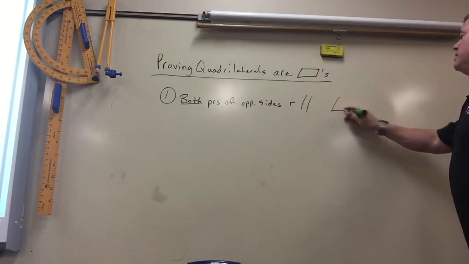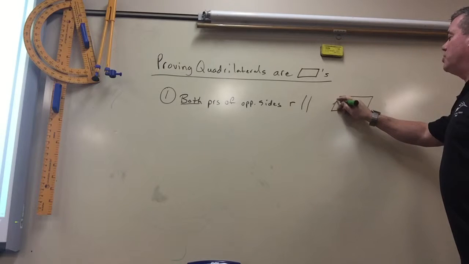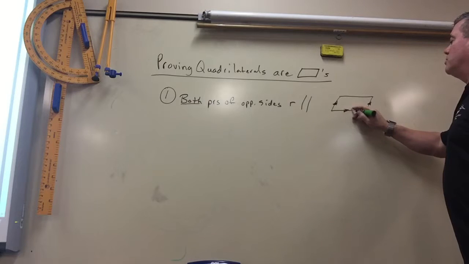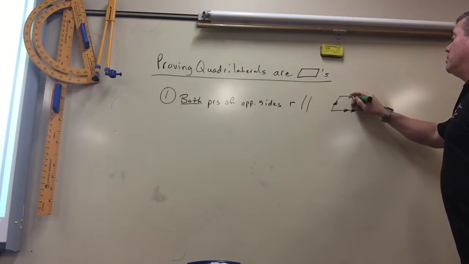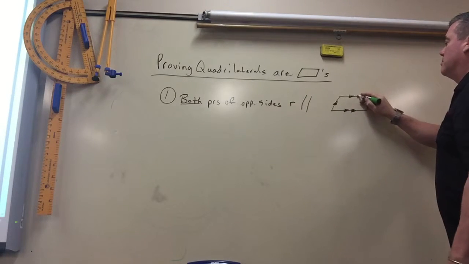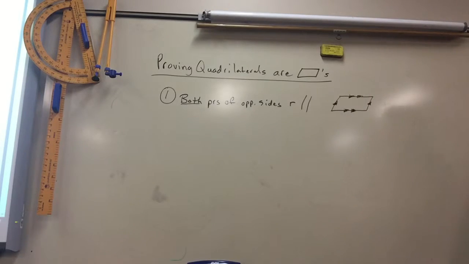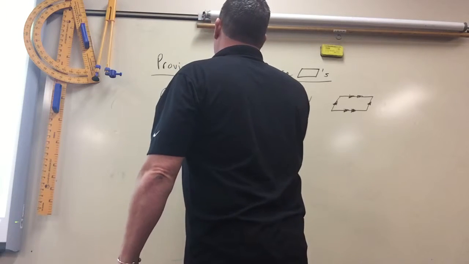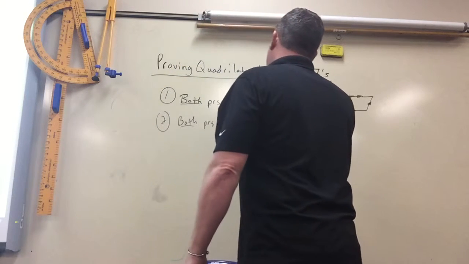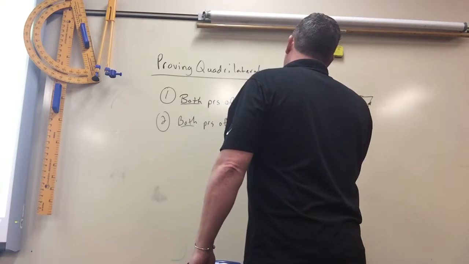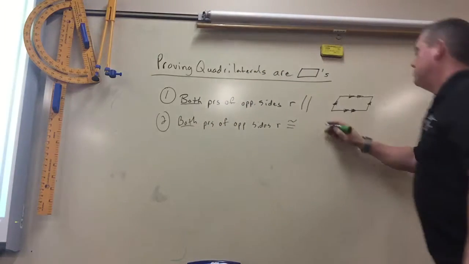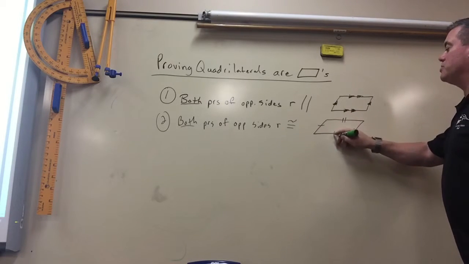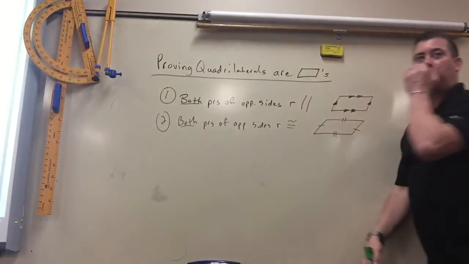So if you see a picture like this and it shows that that's parallel, and these two, then you would write that. Okay? Second one is both pairs of opposite sides are congruent. So if you see this, if this equals that and that equals that, you'd put this reason.